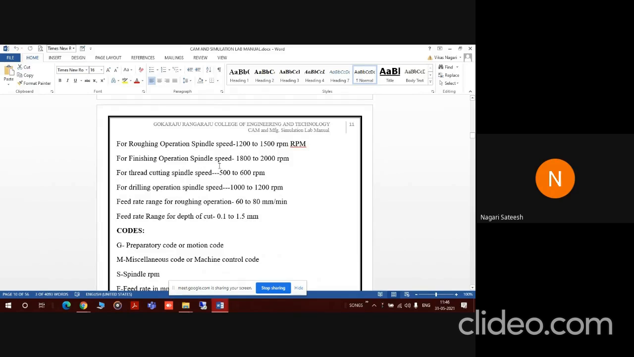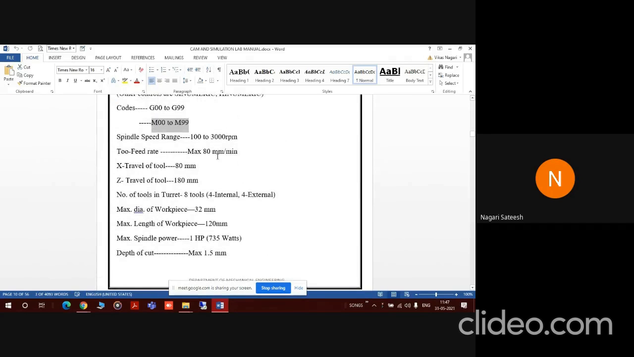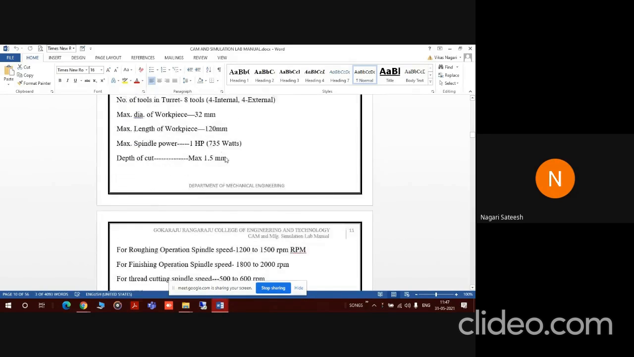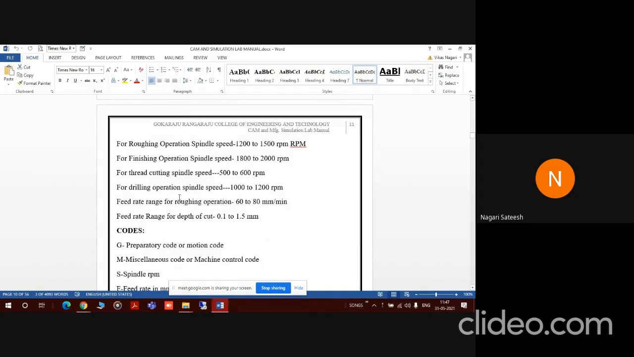For finishing operation, 1800 to 2000 RPM. For thread cutting, 500 to 600. So if it is thread cutting, the speed is completely reduced to 500 to 600. For the rough operation, 1200. For the finishing operation, you have to increase the speed. I told you the maximum speed we can go up to is 3000. For drilling operation, we can use 1000 to 1200.